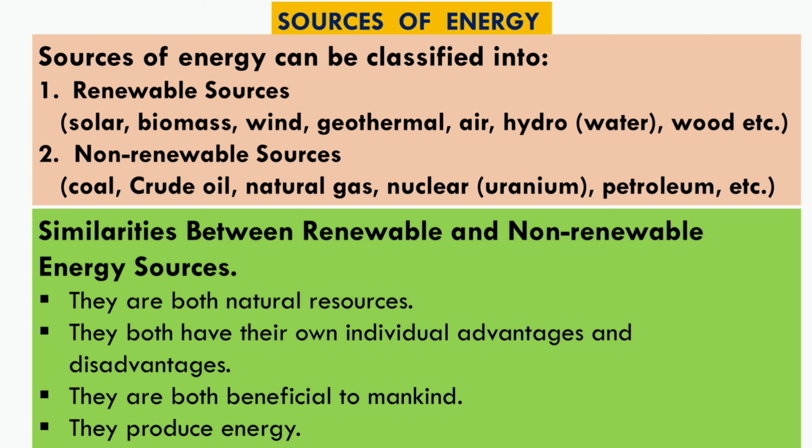Coming to the second source, the wind. The winds produced by the sun have sufficient energy which can be utilized in windmills to drive small generators. Such generators are used for charging batteries for continuous use.